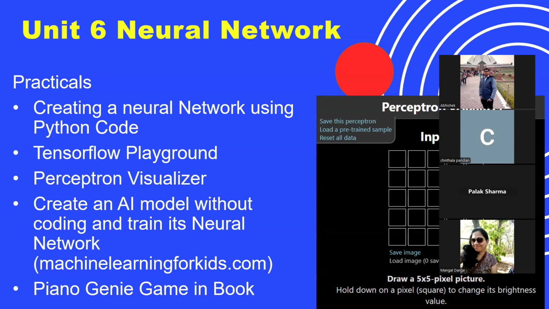There is something called the Piano Genie game. When they press the keys on the keyboard, the corresponding piano keys are pressed, and the neural network generates a symphony. That's a very interesting game. The gradient descent game is there too. All these games are included because, as I told you, this chapter is quite technical.